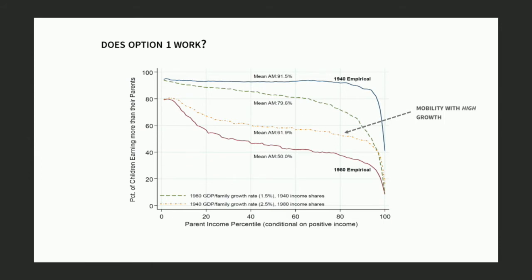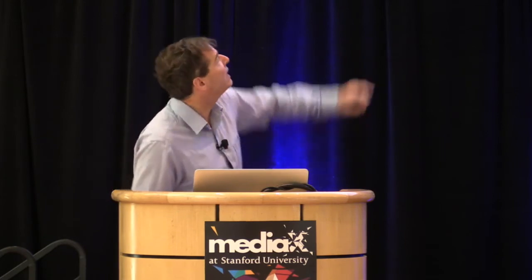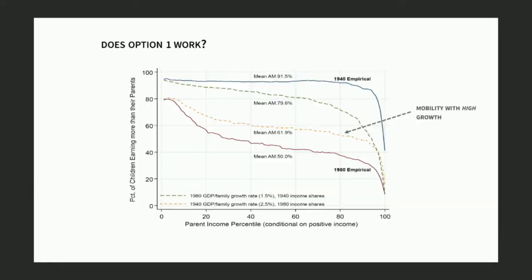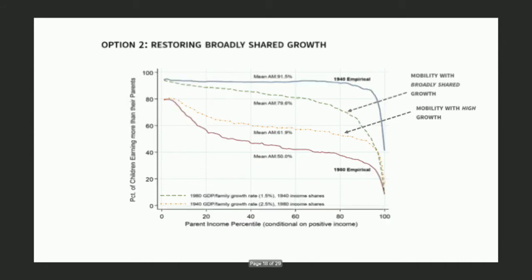So what if, as I just said, what if we give the growth that prevailed in 1940 to the present day 1980 birth cohort? Would that do the job of getting us back to the high rates of absolute mobility that we had in the past? The answer is not really. It would only get us up to an average amount of absolute mobility of 61.9%. That's that yellow curve.